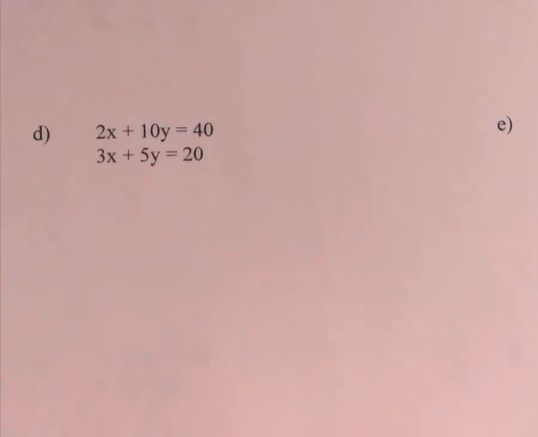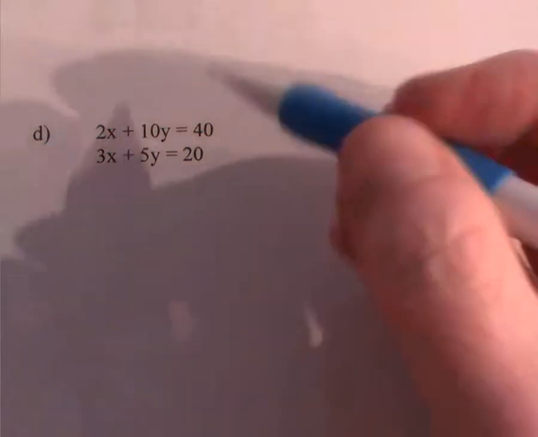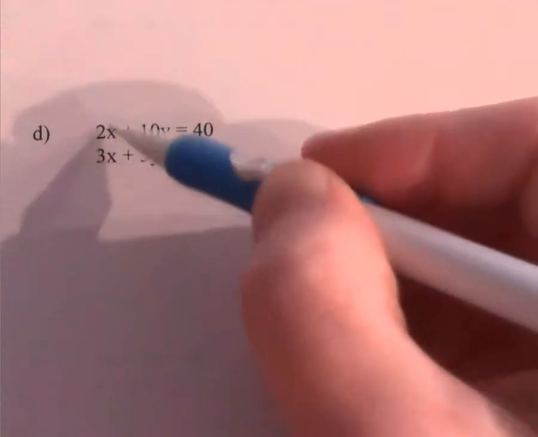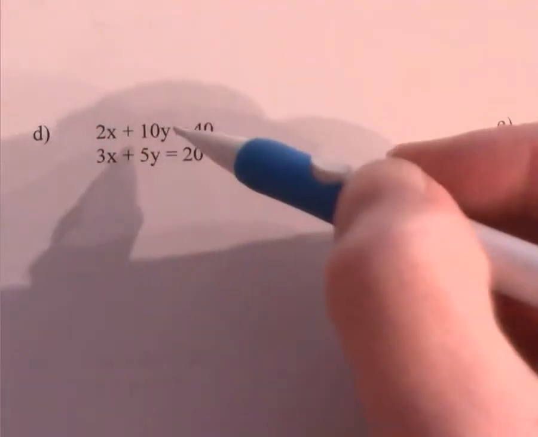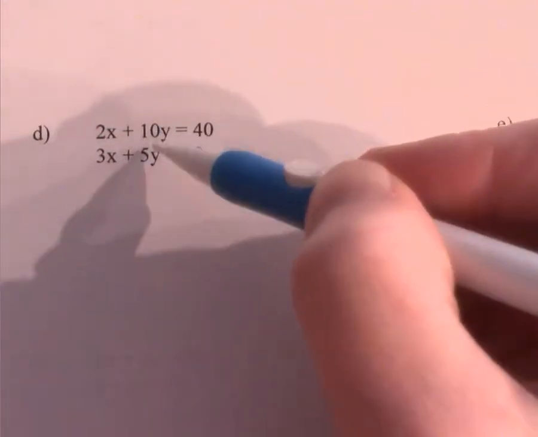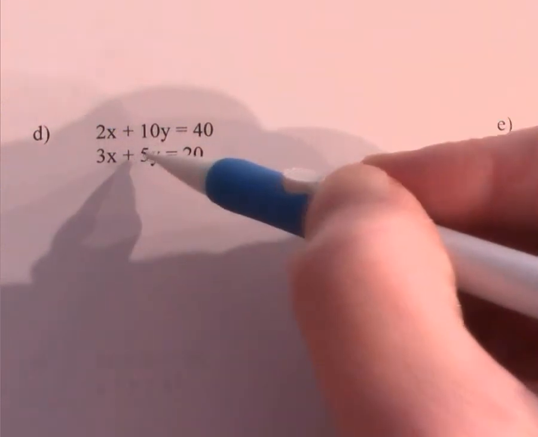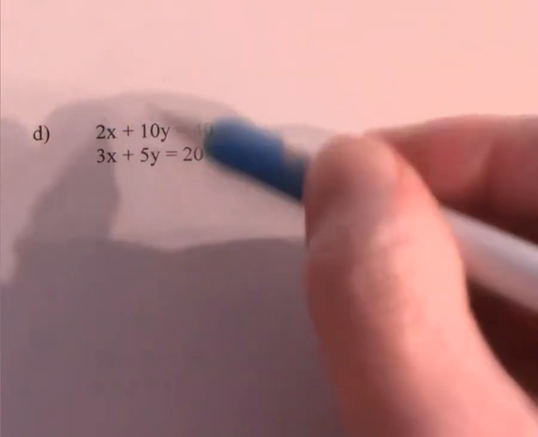Okay, let's keep going. So we're on example D. So I have 2 and 3. So multiple, I could make this a 6. Or I already have 10 here and 5 here, so I would need to just make this one a 10. That's probably the easier option.